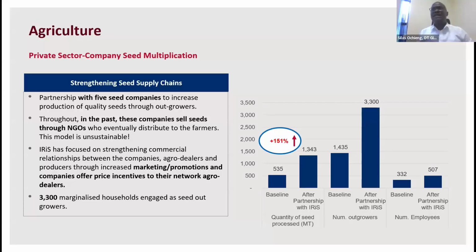What is important here is also marking the incentives for the different actors. For the companies, they find it beneficial to engage their growers because they're able to increase their capacity. Their growers, in that case, are also earning some income and adopting those varieties. And at the same time, the linkages established with the agro-dealer networks are important for their sustainable growth and expansion to new areas.